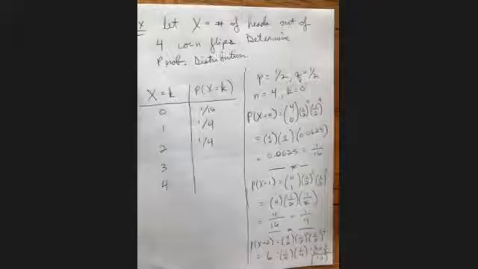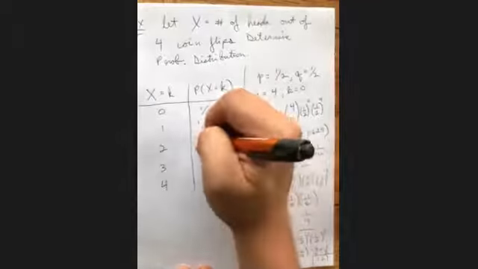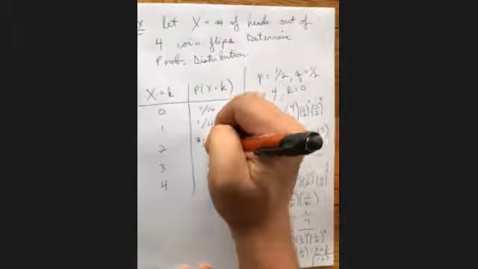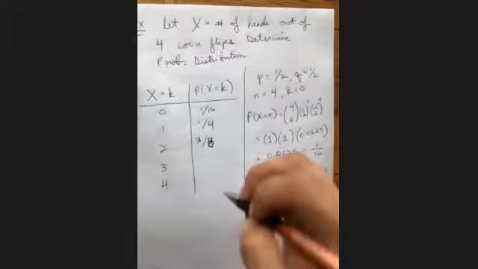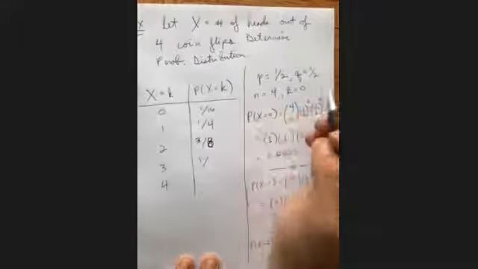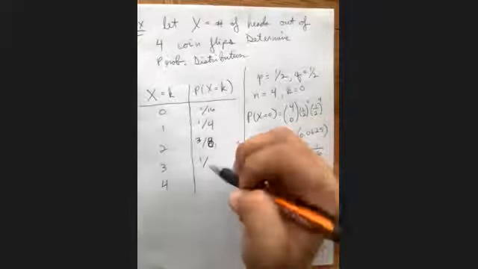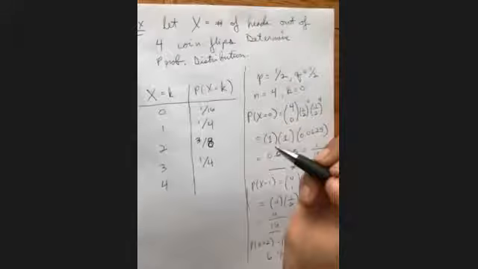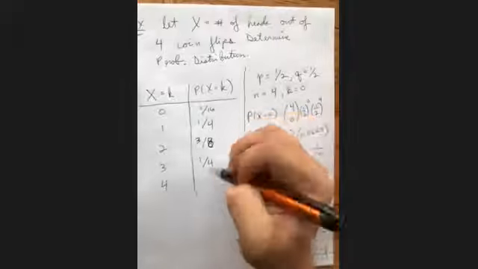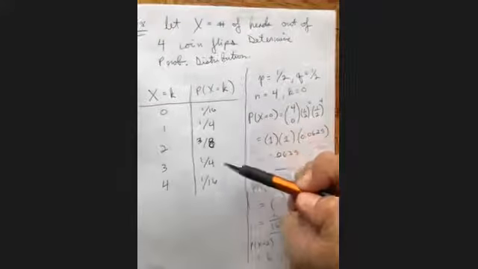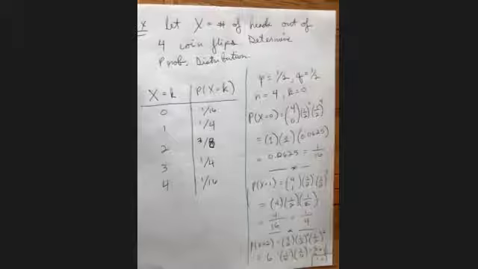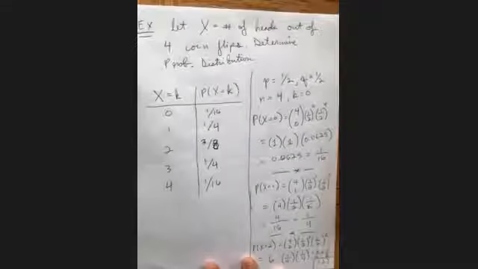So 3/8 is the probability of getting a 2. And then what we would see if we kept on going is we would have a symmetric distribution here with a 1/4 for the 3 and then a 1/16 for the 4. So we go up to 3/8 and then we come back down. So that's how we compute the probability distribution for this particular random variable.